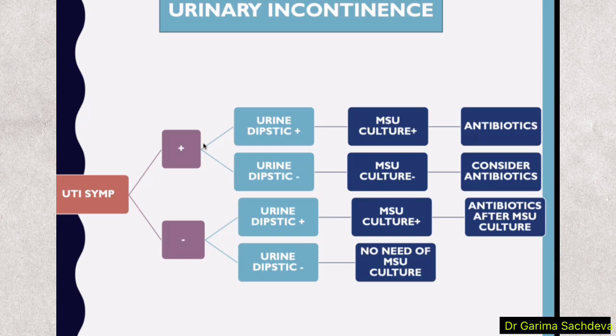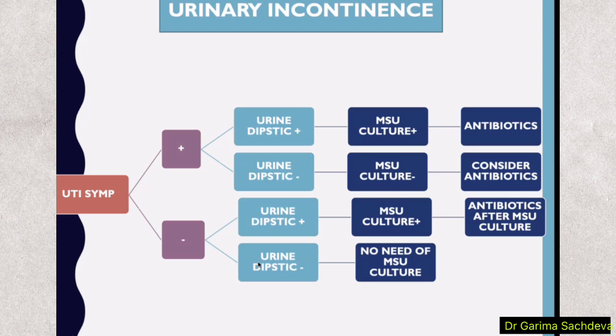In case urinary symptoms are present, then irrespective of the dipstick being positive or negative, you have to do a culture. And if the culture is positive, you start antibiotics. If the culture is negative, you can consider giving antibiotics because she has UTI symptoms, though the dipstick is negative and the culture is also negative. When both are negative and she is suffering from symptoms, we can consider antibiotics, but it's not mandatory.